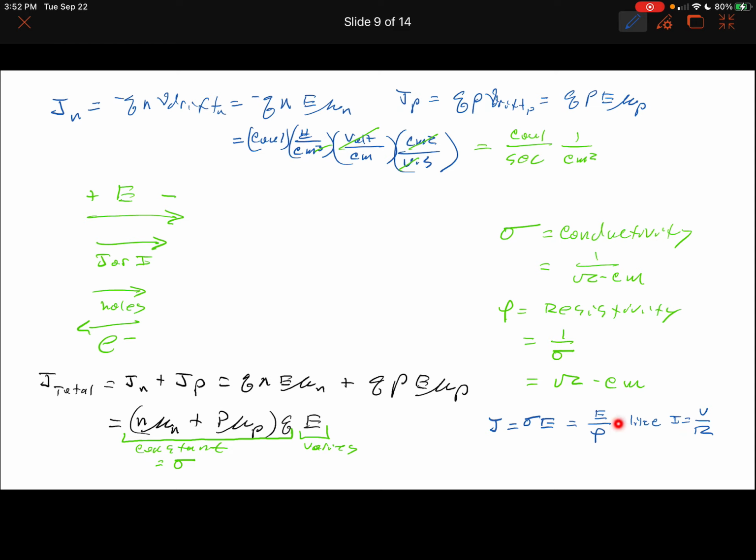We've got current, we have volts per centimeter, or we have volts, and we have ohm centimeters. Here we have ohms. So if you ignore these extra centimeters tossed in, we have something that looks very much like Ohm's law. V equals IR, E equals J rho, or J sigma, or E sigma equals J. It's very, very much the same.